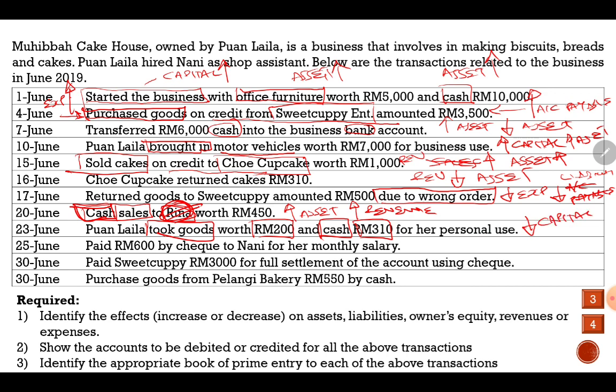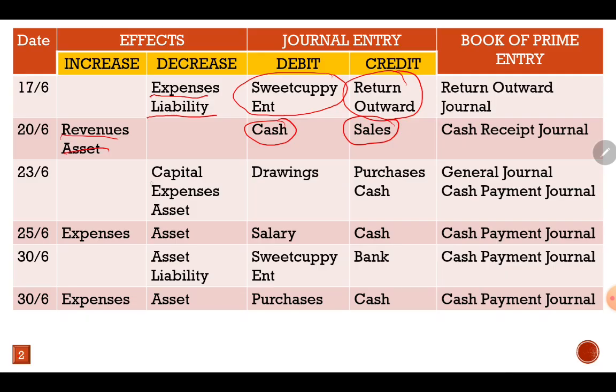Capital akan berkurang. Pada masa yang sama, dia ambil apa? Goods. Dia ambil goods kita during the period, during accounting period, any movement of goods kita akan record dalam purchases. So, decrease in expenses and decrease in asset. Sebab dia ambil cash. So, decrease in capital, drawing tadi ya. Decrease in expenses, sebab dia ambil purchases, dia ambil stock ya. And decrease in asset, sebab dia ambil cash. Decrease in capital, debit capital. Tapi kita tak debit capital, sebab apa? Sebab kita kena record dalam drawing. So, debit drawings. Drawings ni akan reduce amount of capital. Credit expenses, credit purchases. And credit cash.